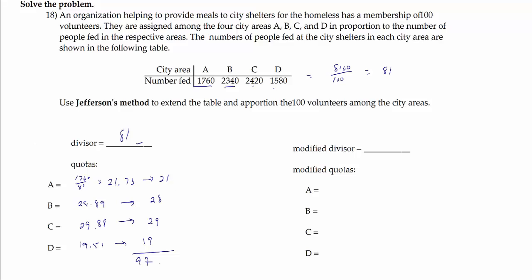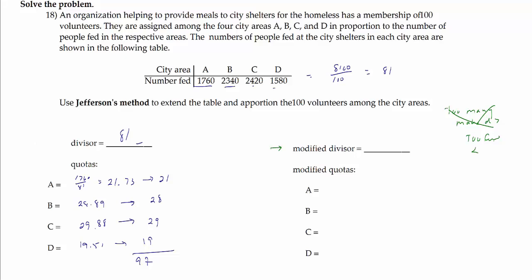Okay, that's not enough. I'm supposed to have 100. So that means I don't dole them out. I have to go back and find a different divisor and different quotas. When you're adjusting and trying to find your modified divisor, it's a little bit of trial and error. If I have too many, then you're going to make the divisor greater, bigger. If I have too few, like in this case, then I need to make the divisor a little bit smaller so I can get more.